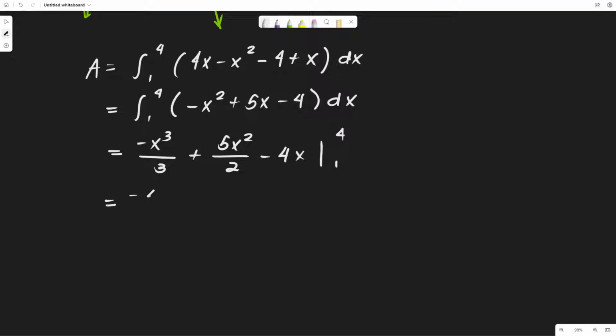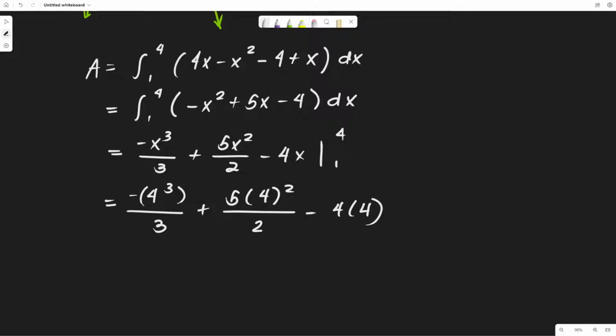So, we have negative 4 cubed over 3 plus 5 times 4 squared over 2 minus 4 times 4. Diba? So, therefore, we have, ayan, ang sagot natin dito is 9 over 2. So, the area is 9 over 2.